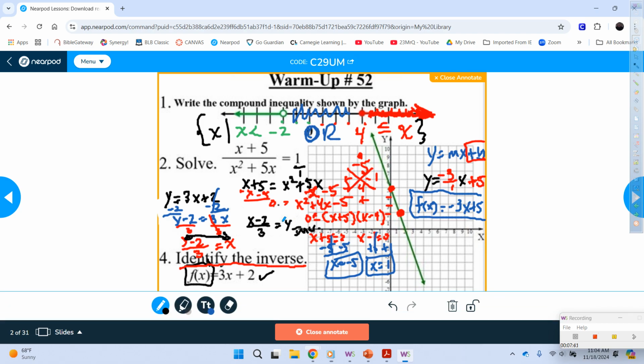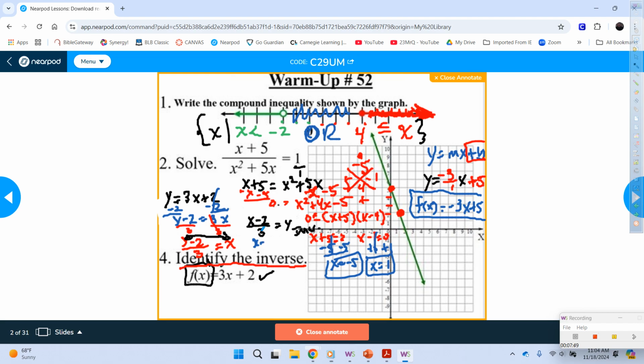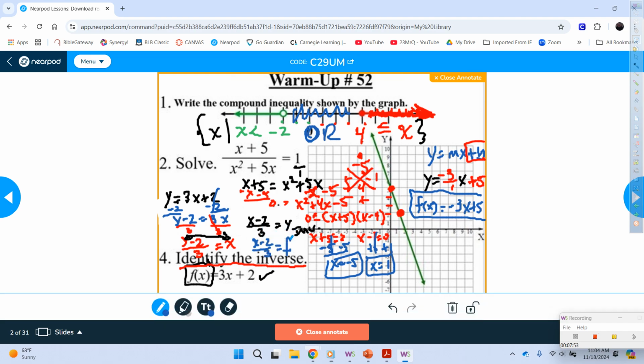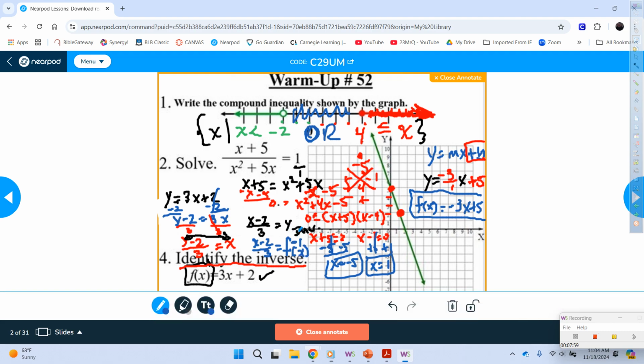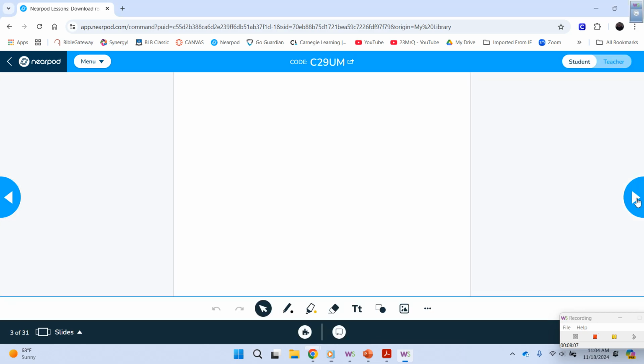But we need it in function notation, so I write, here we go, let me change to blue. I write x minus 2 over 3 equals f of x, but instead of just f of x, I'm going to put a little -1 right on the f so that we know that it's the inverse. All right? Some of your notes, please.